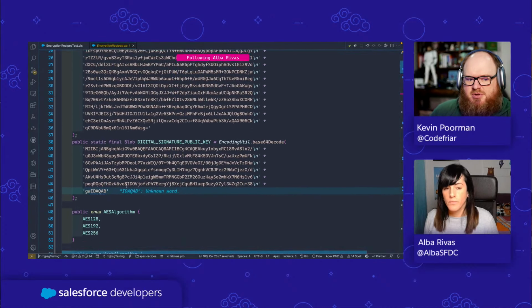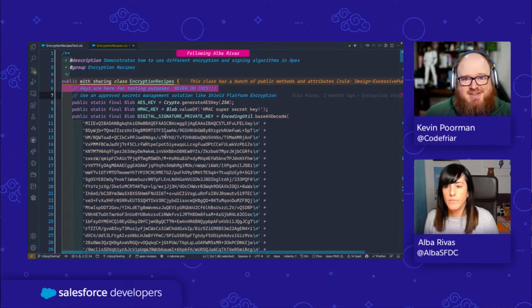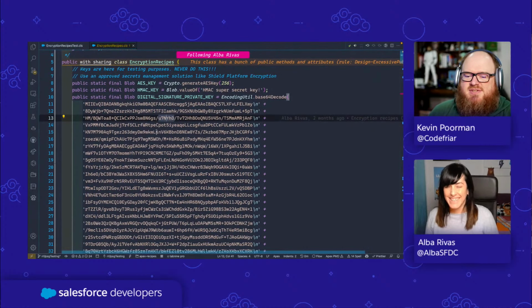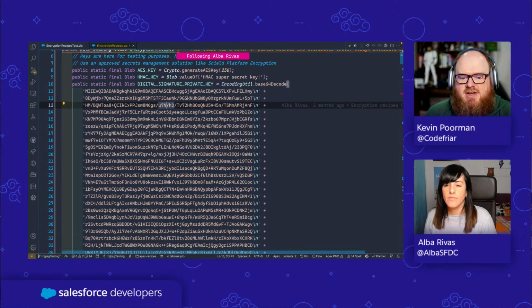I just want to scroll up here because I want to draw everyone's attention to this comment right here. Keys are here for testing purposes only. Never do this. This is a key that we've generated that is technically valid, but it is also not valid because it's not tied to anything. So when you see this, never put your key in this. Pull it out of Shield, pull it out of something secure. Don't put it in your class. This is only here because we have to have something like this in order to generate and test these things.